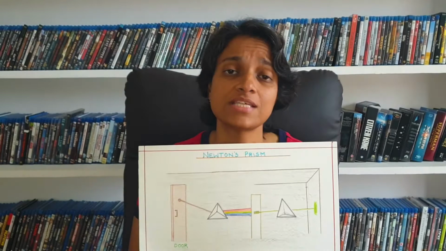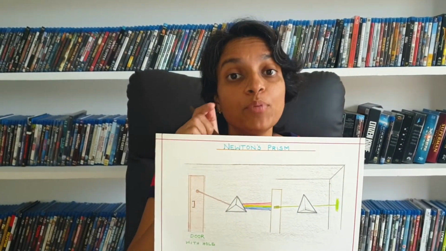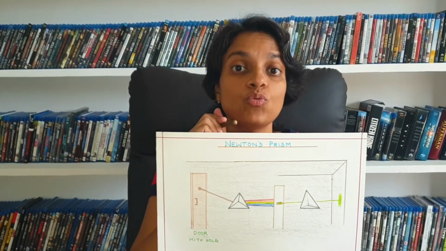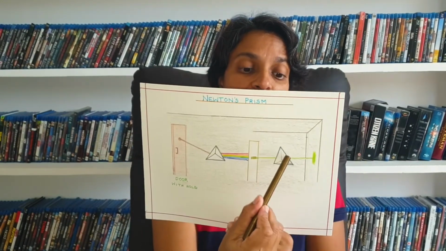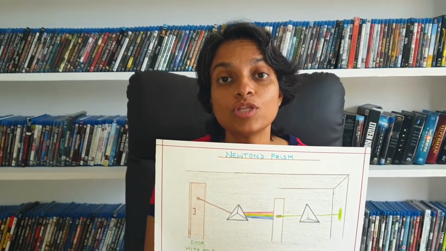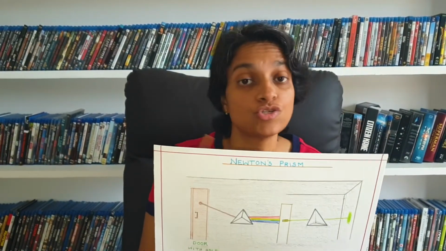Now, what Newton said was, if color is an impurity added by the substance through which the light passes, then this prism must add impurities to the light, and the color at the end should appear different.